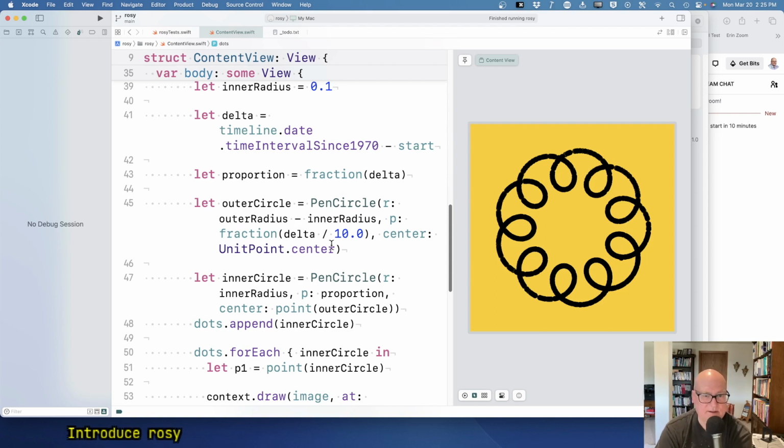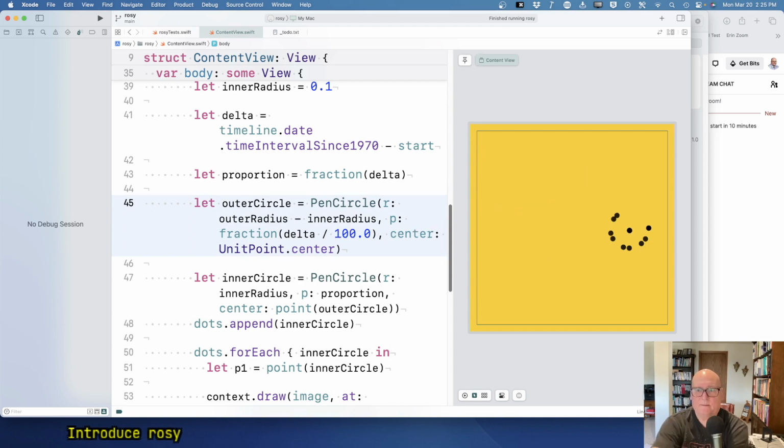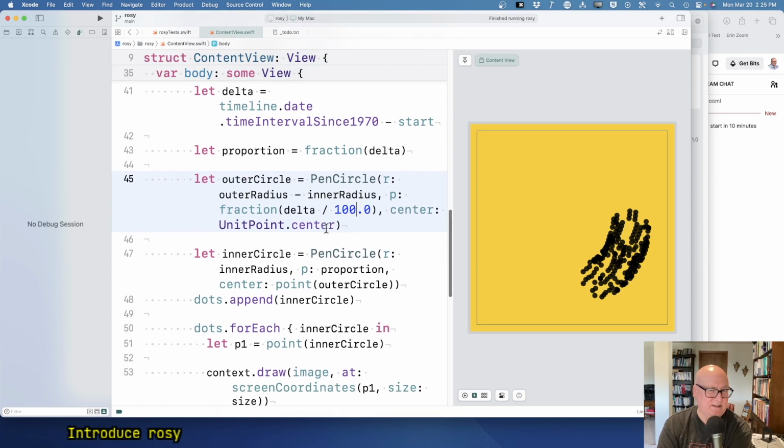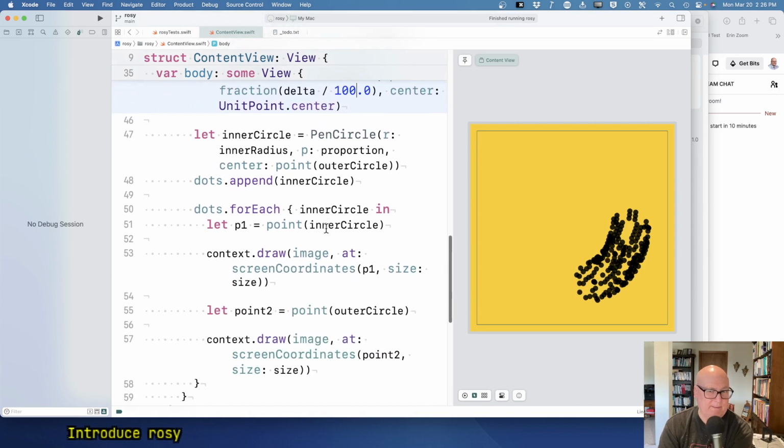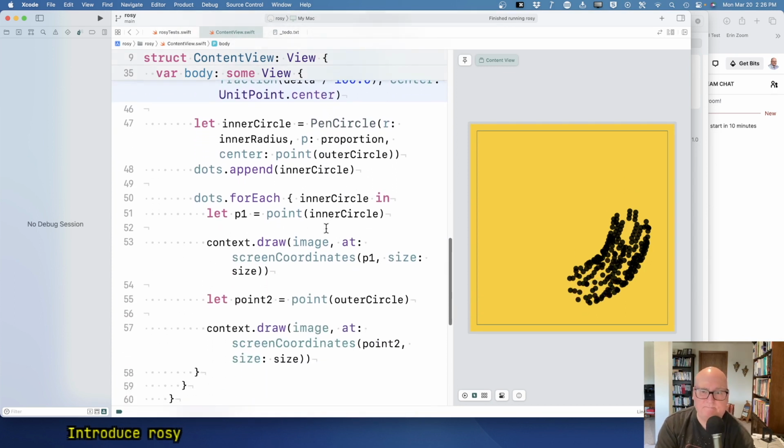Okay, let's really up it. I don't think we're going to see that emerge. It's going to be slow. Okay, a minute 40 seconds each time, basically. Okay. Well.